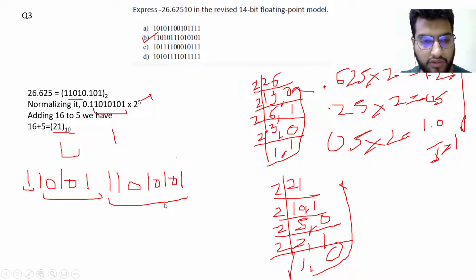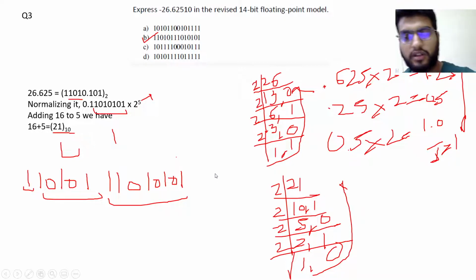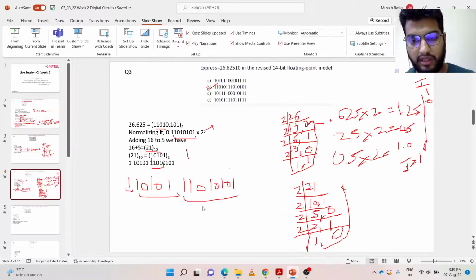1101001 is my mantissa. So the number together in the 14-bit floating point model is 1, the sign, this from the exponent part, and this from here, 1101001. So this will be a total of 14 bits: 1, 2, 3, 4, 5, 6, 7, 8, 9, 10, 11, 12, 13, 14. So are there any other queries?